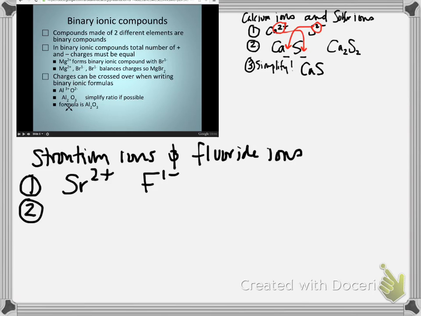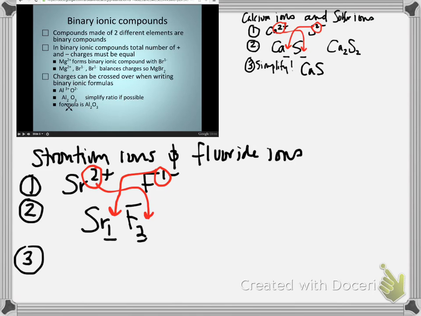So first we're going to write these down here in such a way that we have space. Crisscross them. And what we end up with is Sr1F2. If we simplify, what happens to that 1, we said? It disappears. We don't show 1s. So we end up with SrF2. And that would be our final answer. That would be the ionic formula for a compound made up of strontium and fluoride ions.